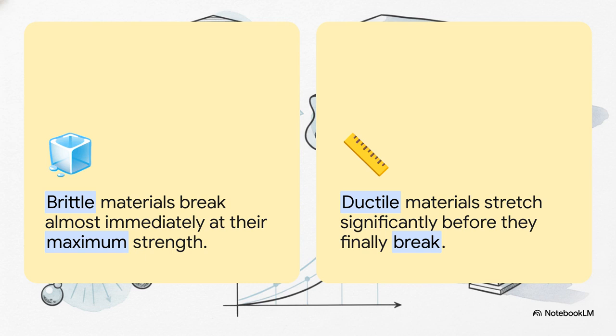Now, you're definitely going to be asked to interpret these curves on your test. Pay close attention to the gap between ultimate strength and fracture. If those two points are squeezed super close together, the material is brittle, kind of like glass. It just shatters almost as soon as it hits its max strength. But if those points are far apart, the material is ductile. That means it's going to stretch and deform significantly before it finally gives way.